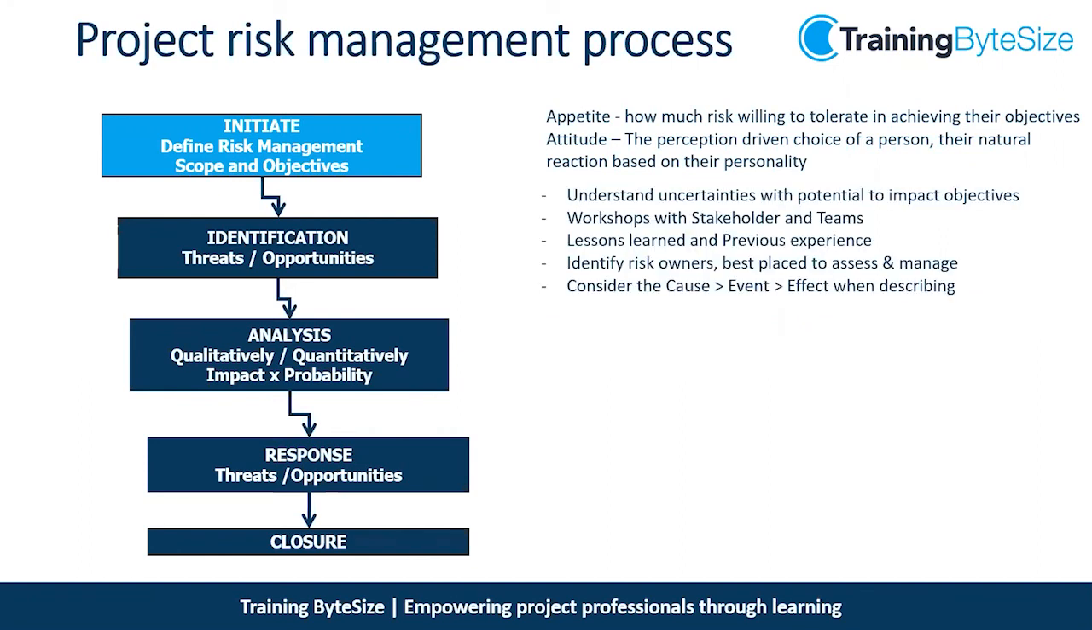Identification, understanding uncertainties with potential impact. We could do workshops, lessons learned, risk owners, stakeholders. Cause, event, and effect is extremely important. The cause being the why. If we don't know why the risk could happen, then we're never going to be dealing with the actual problem. We're going to be dealing with the symptom, not the cause. We always should be looking for the cause of a risk.